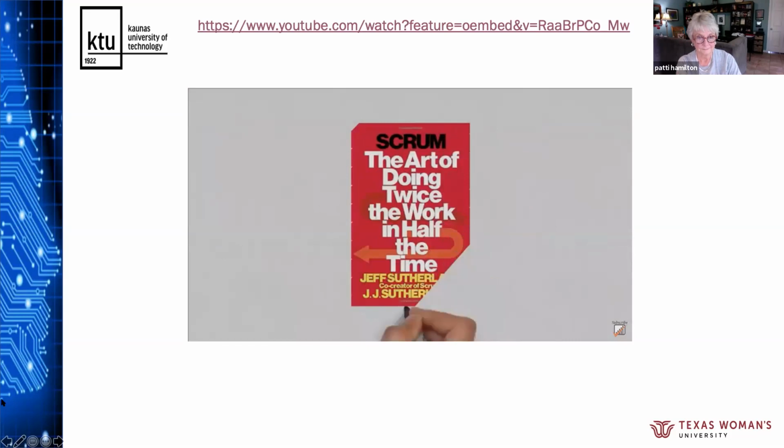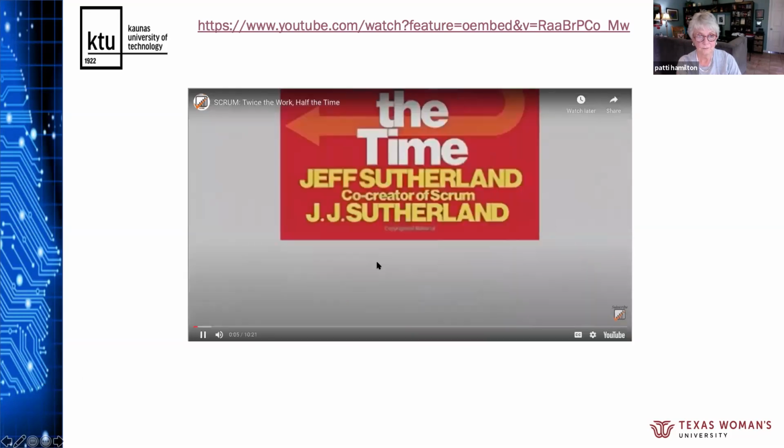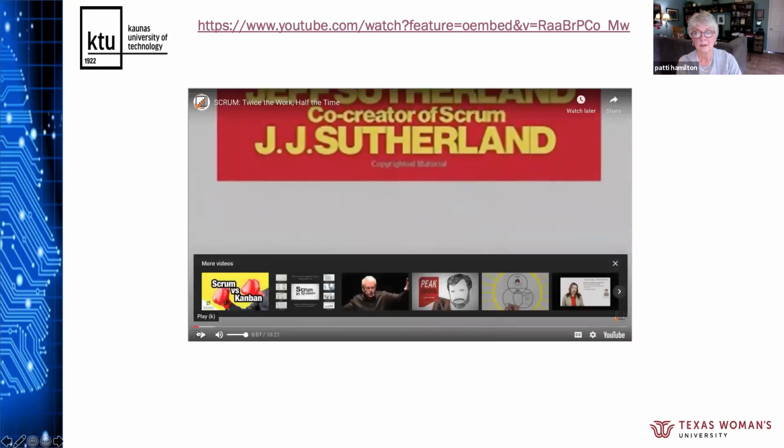The Art of Doing Twice the Work in Half the Time. Author Jeff Sutherland states that Scrum has its origins in the world of software development, but now it's sweeping through myriad other places where work gets done. Everything from building a rocket ship to managing payroll to journalism. Scrum accelerates effort.